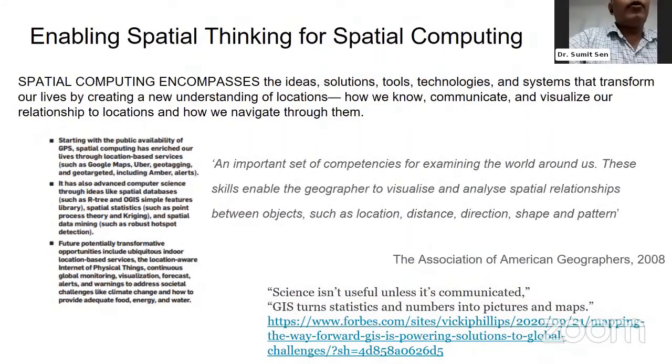So this is again borrowed from some of the work done by Shashi Shekhar and the Association of American Geographers, that we have to develop spatial computational thinking and spatial computing side by side. We go to the next slide, please.